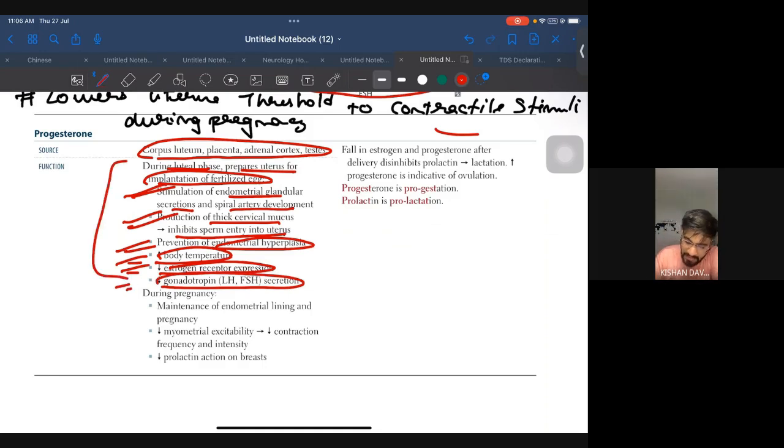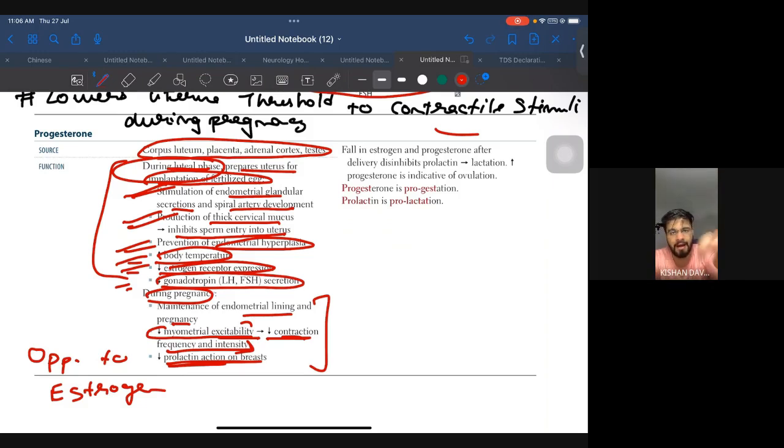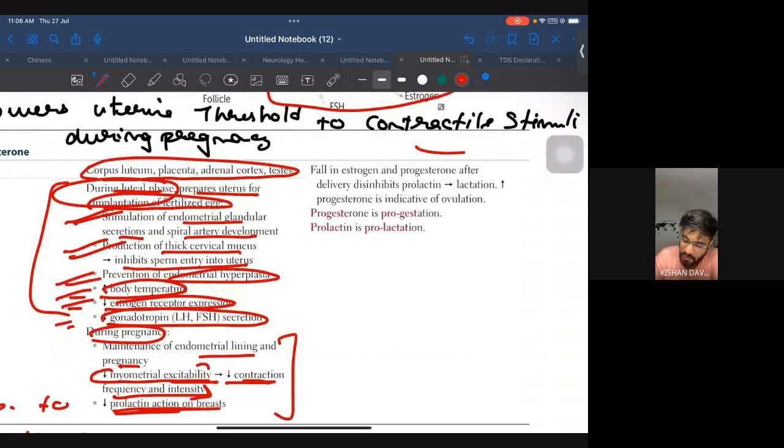Okay. During pregnancy, this was during the luteal phase. Okay. There are three phases in a menstrual cycle. The luteal phase is one of them. During pregnancy, what happens? Maintenance of endometrial lining in pregnancy, decrease in myometrial excitability, decrease in contraction frequency and intensity, decrease in prolactin action on breast. So see, these are completely opposite to those of estrogen. Whereas estrogen में prolactin secretion बढ़ाएगा, progesterone decrease करेगा. Estrogen will increase the myometrial excitability, progesterone will decrease it. Okay, so you should be aware about the functions, differences, and everything. So fall in estrogen and progesterone after delivery inhibits prolactin inhibition, and as a result, lactation occurs.